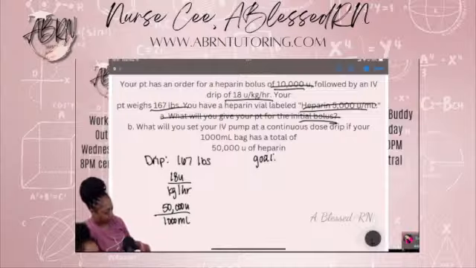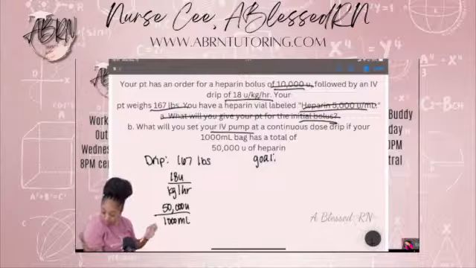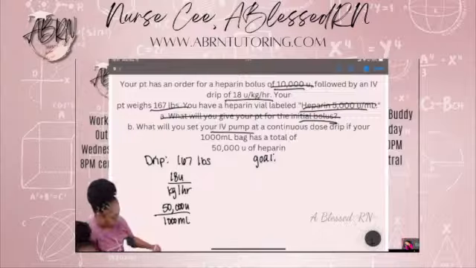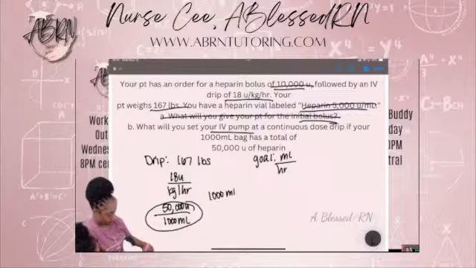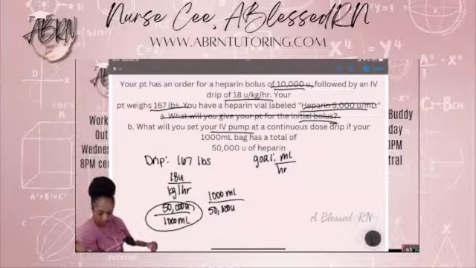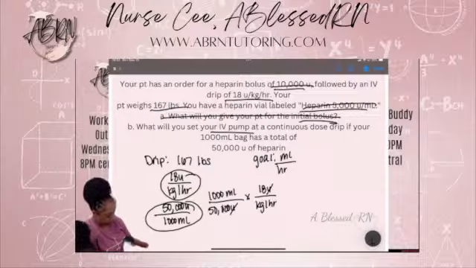Per milliliter. So when you see IV pump, that is going to be your code for milliliters per hour. So if we're looking for milliliter on the top and hour at the bottom, we'll start with this. We'll do 1,000 milliliters over 50,000 units. Units are on the bottom, so you put units on the top. 18 units per kilogram per hour, right?